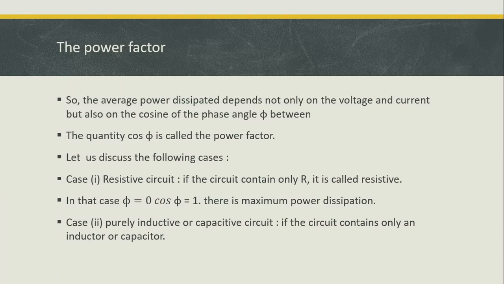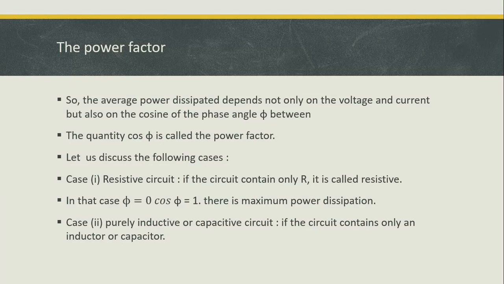As we have shown in the previous topic, if the circuit contains only R, it is called the resistive circuit. In that case phi is equal to 0. It means if phi is equal to 0, then cos phi is equal to 1. There is a maximum power dissipation.